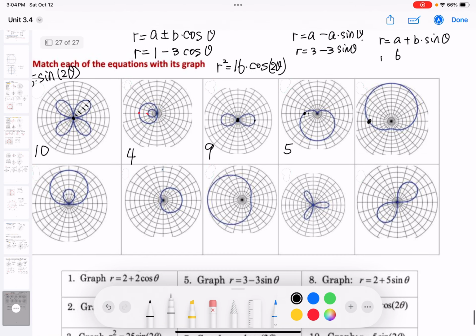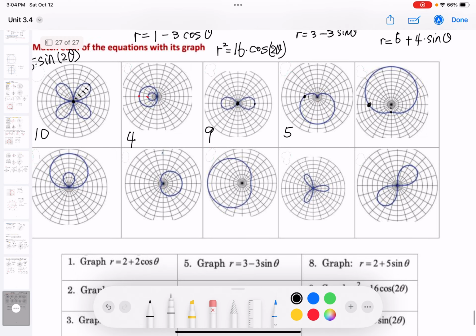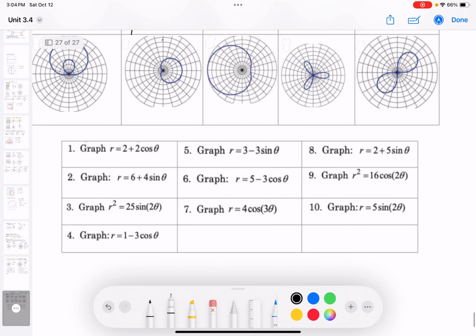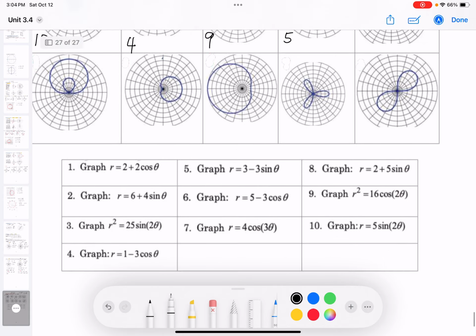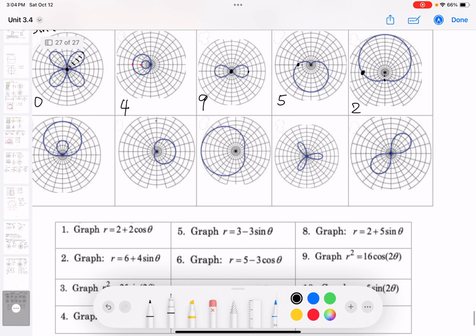And what is the B? For the dimpled limaçon, A is greater than B. So A minus B is equal to 1, 2. So A minus B is 2, A is 6, B is 4. So 6 plus 4 sine theta. Let's see where it is. Okay, it is number 2.